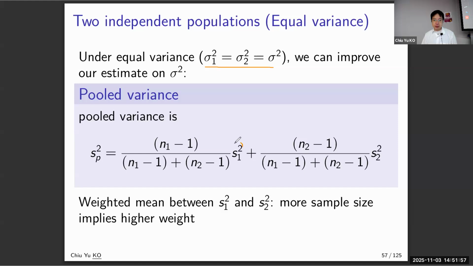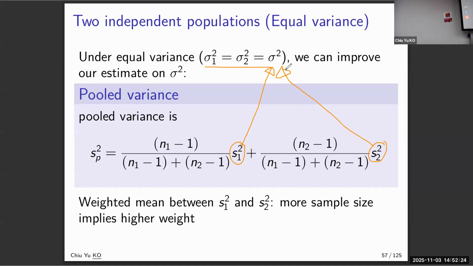You know that S1 square can be used to estimate sigma square. S2 square is also good to estimate sigma square, right? Both of them are good estimators. They're both unbiased. But this is not the most efficient one. It turns out the most efficient one is the weighted average. This is how we combine them.